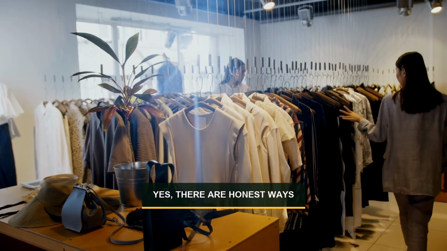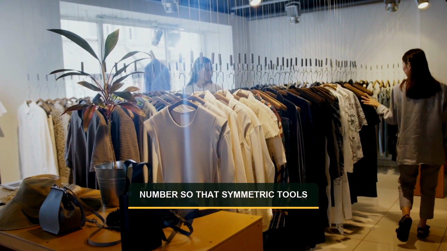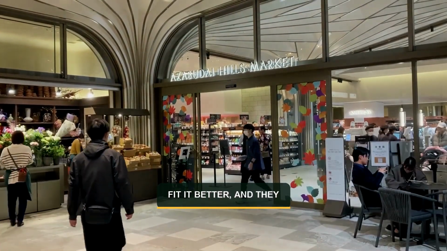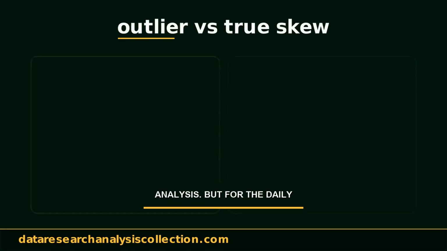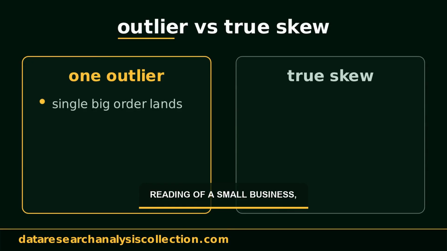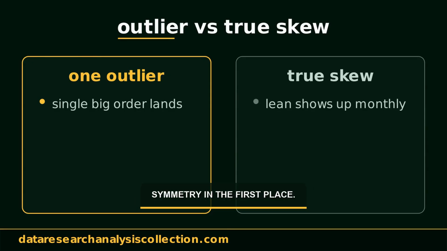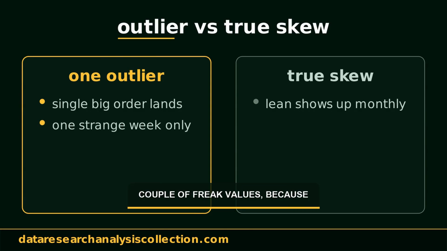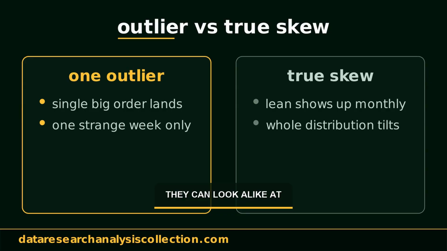Yes, there are honest ways to reshape a badly skewed number so that symmetric tools fit it better, and they have their place in serious analysis. But for the daily reading of a small business, you are far better served by tools that never demanded symmetry in the first place. It is also worth separating a genuine skew from a couple of freak values, because they can look alike at first.